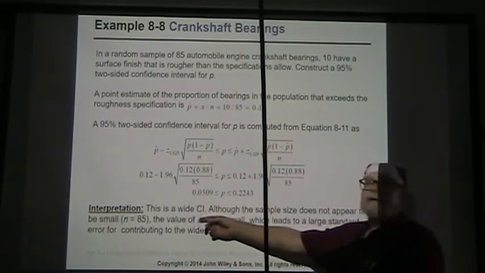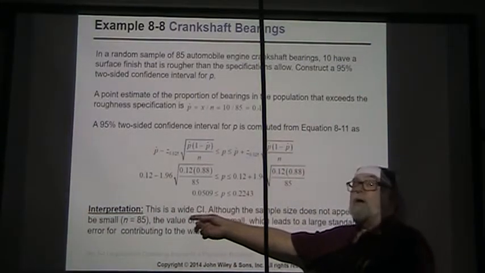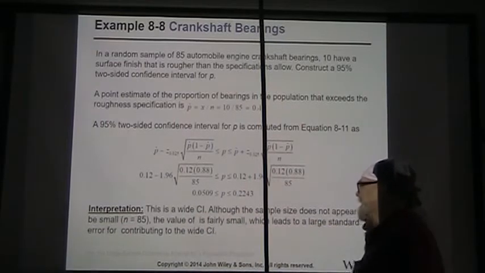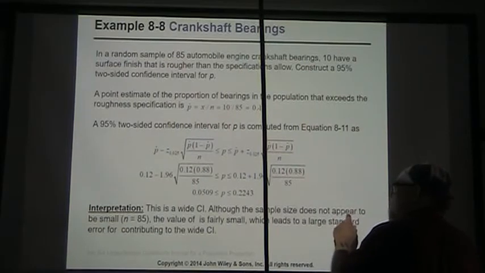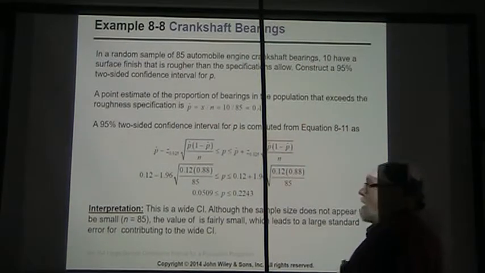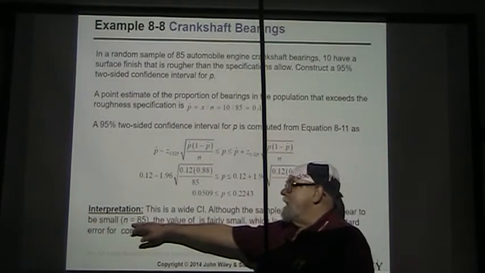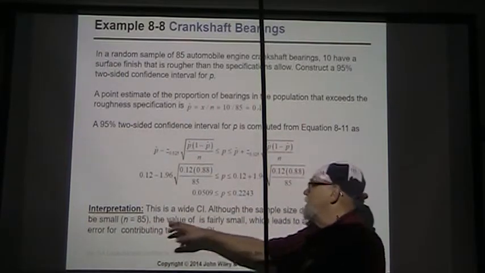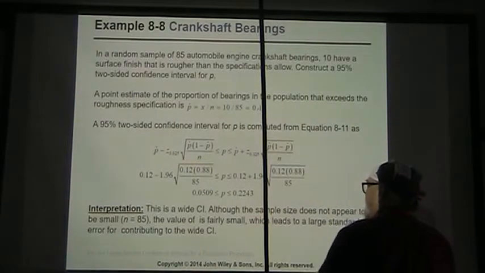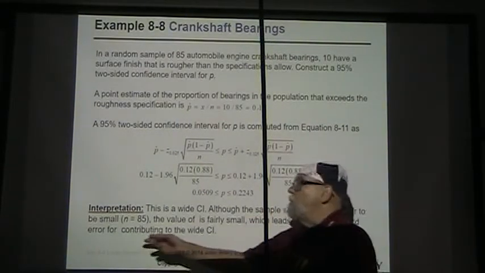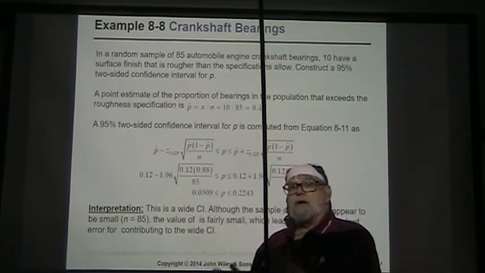This is a wide confidence interval. I think we all recognize that. Our sample size is not large, right? It's n equals 85. The value is fairly small, and so we have a large standard error.